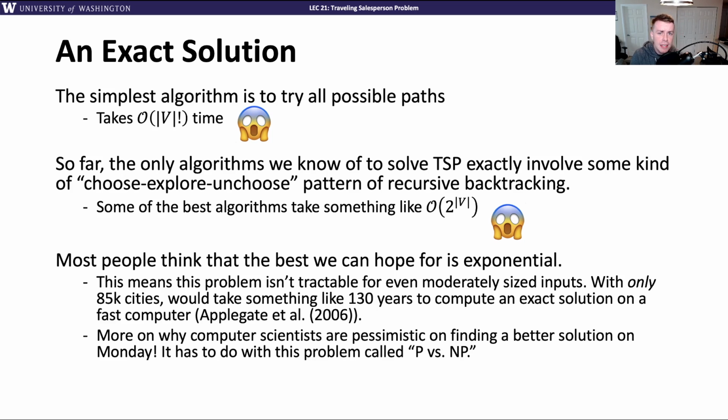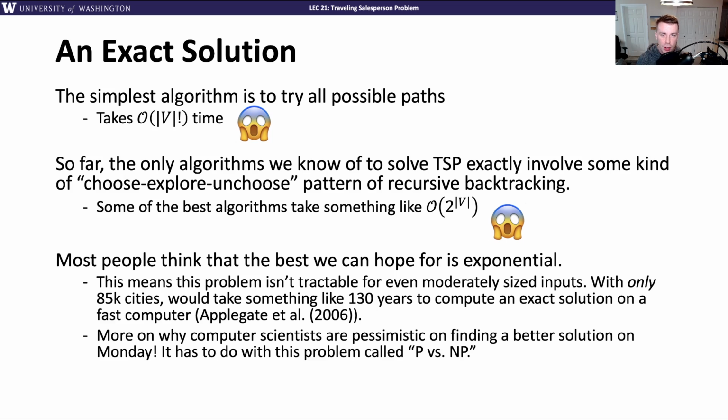Now, computer scientists are relatively pessimistic that a faster algorithm, namely a polynomial time algorithm, something like V squared or V cubed, exists. I can't really explain why right now. We're going to talk about this more on Monday. We're going to talk about this thing called P versus NP and what that means, and why computer scientists are generally pretty pessimistic, but don't technically know yet that there is no faster algorithm to solve this problem.